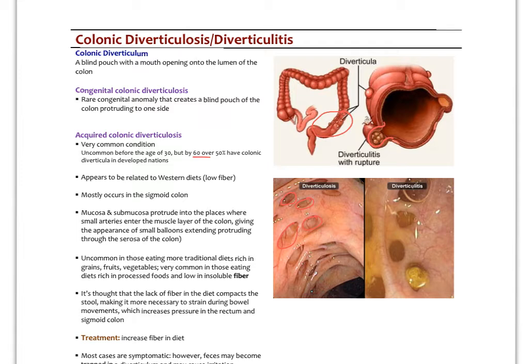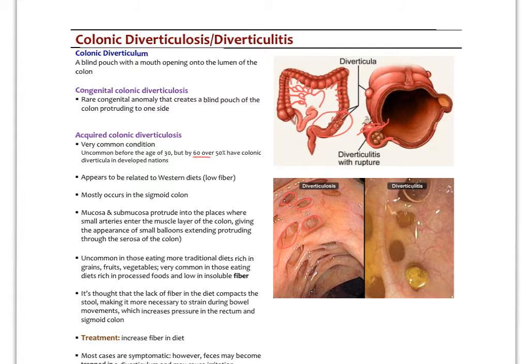The mucosa and submucosa actually protrude into the places where small arteries enter the muscle layer of the colon. Not shown here are the mesenteric arteries sending their branches. Remember, they send the vasa recta, those straight vessels, into here, and there are those arterial arcades, all connected to the mesenteric artery. Where they enter, that creates a weakness in the wall, and this is where the mucosa and submucosa pouch through. It looks like little balloons protruding through into the serosa.